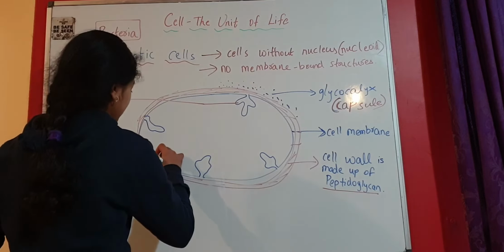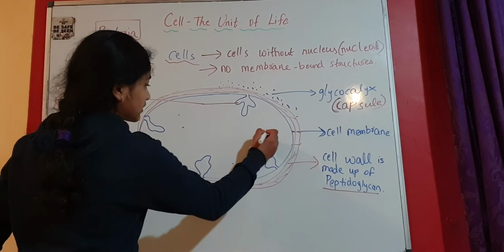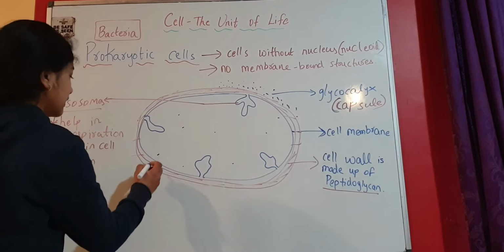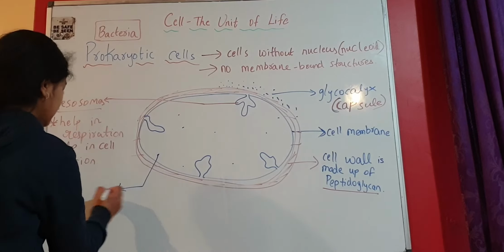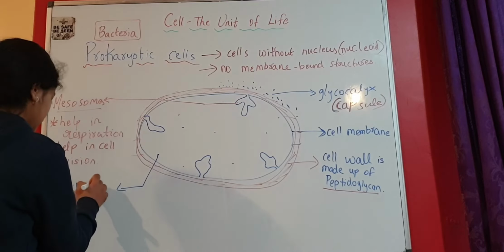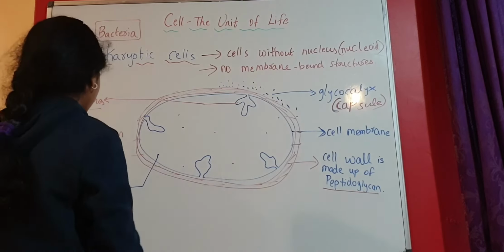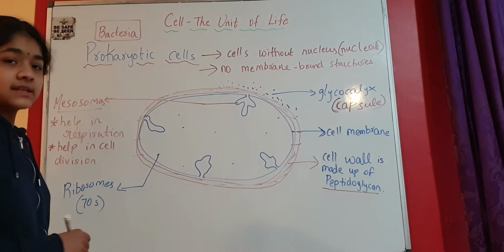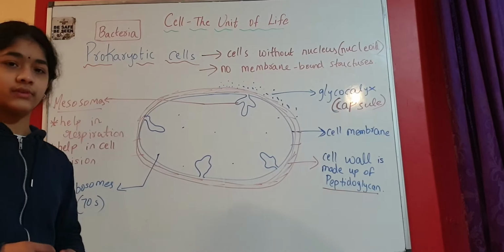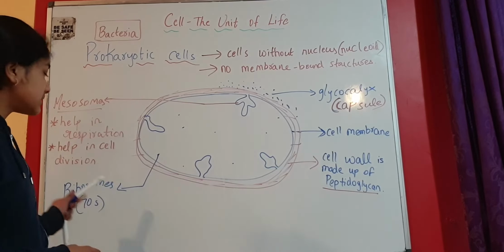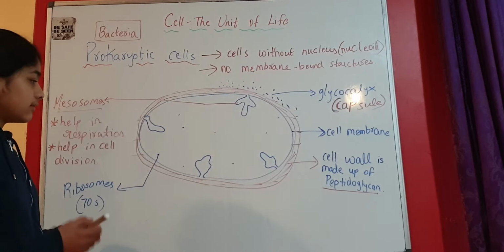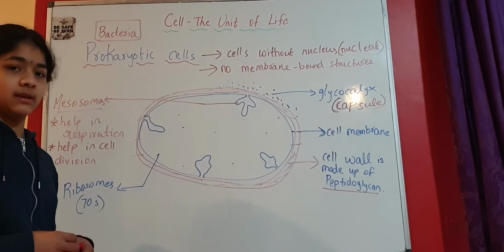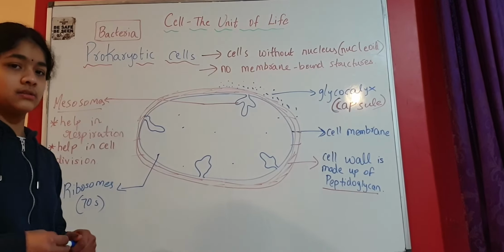And there are some little spherical structures which are present. These don't have a membrane, and these are called ribosomes. So these ribosomes are 70S. S is the sedimentation coefficient, and in eukaryotic cells ribosomes are 80S. So we have to note that ribosomes are membraneless. That means they don't have a membrane. That's why they are also present in prokaryotic cells.